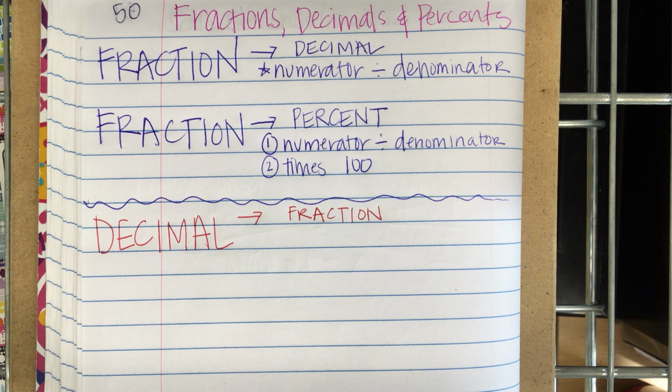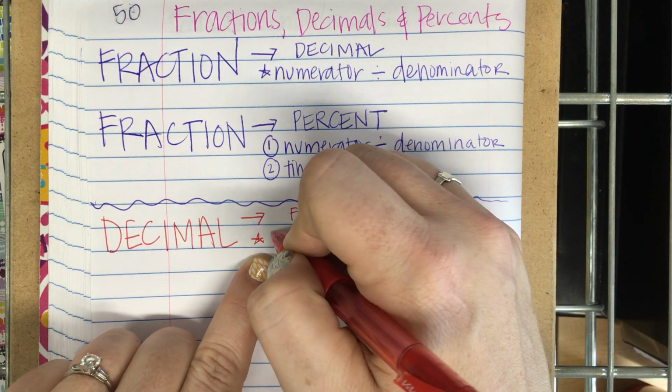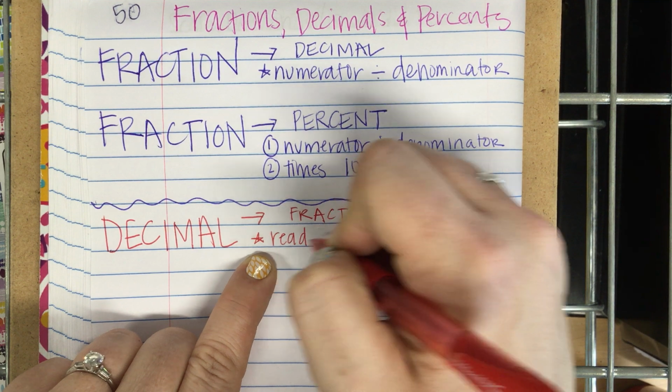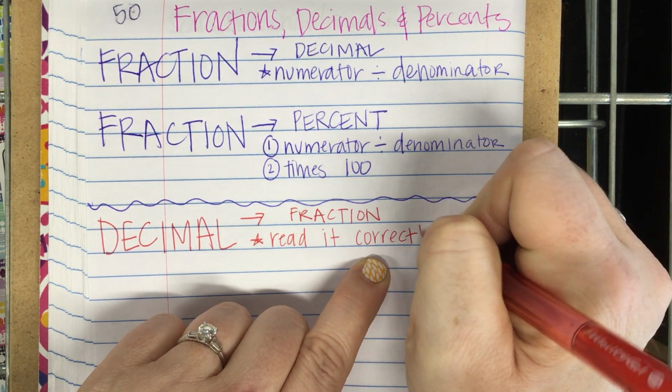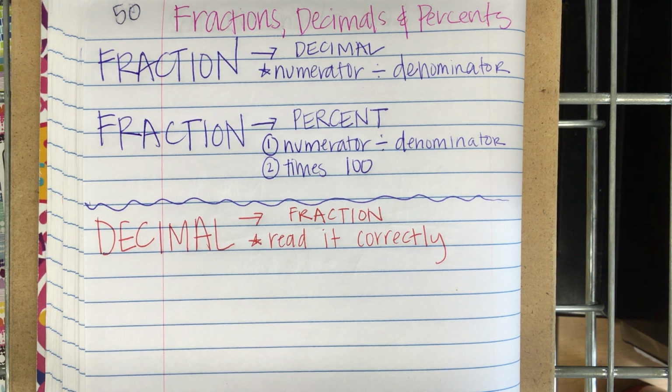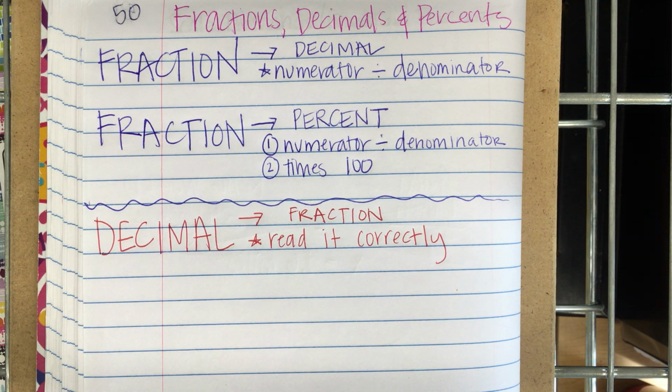Yeah. I mean, or I can do it. You read it the correct way. Read it correctly. If you have 0.7, if you read it correctly, it is 7/10.